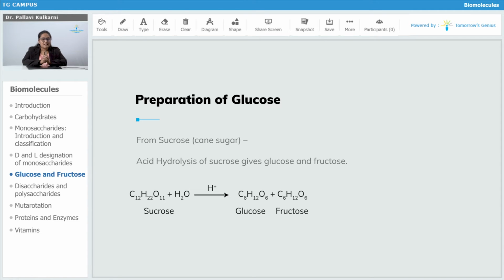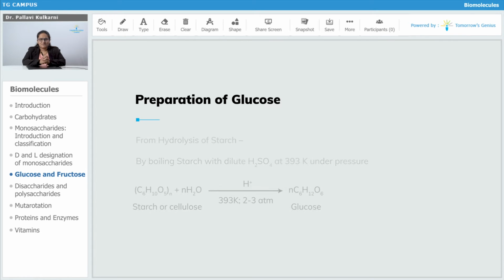If we perform acid hydrolysis, that means hydrolysis of the molecule in the presence of an acid catalyst, for example H2SO4, that is sulfuric acid, then acid hydrolysis of sucrose will give 2 monosaccharides as the hydrolyzed products, and these are glucose and fructose. This is the way we can prepare glucose by using sucrose.